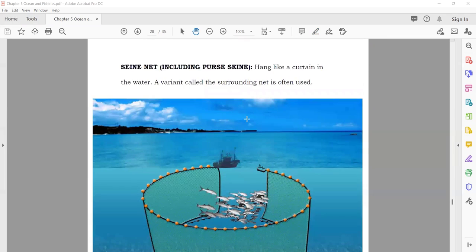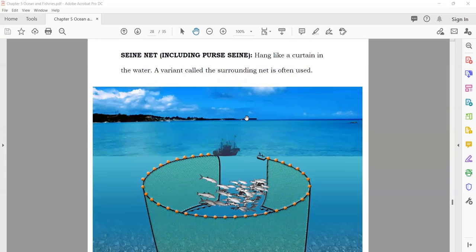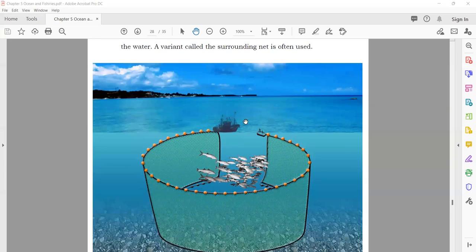After that, you have the seine net, including the purse seine. You can see here, this is a boat. They start from here, take the net and move like this, making a circle around the fish. Then they pull it, and all these fish in the circle come here. So this is another type.